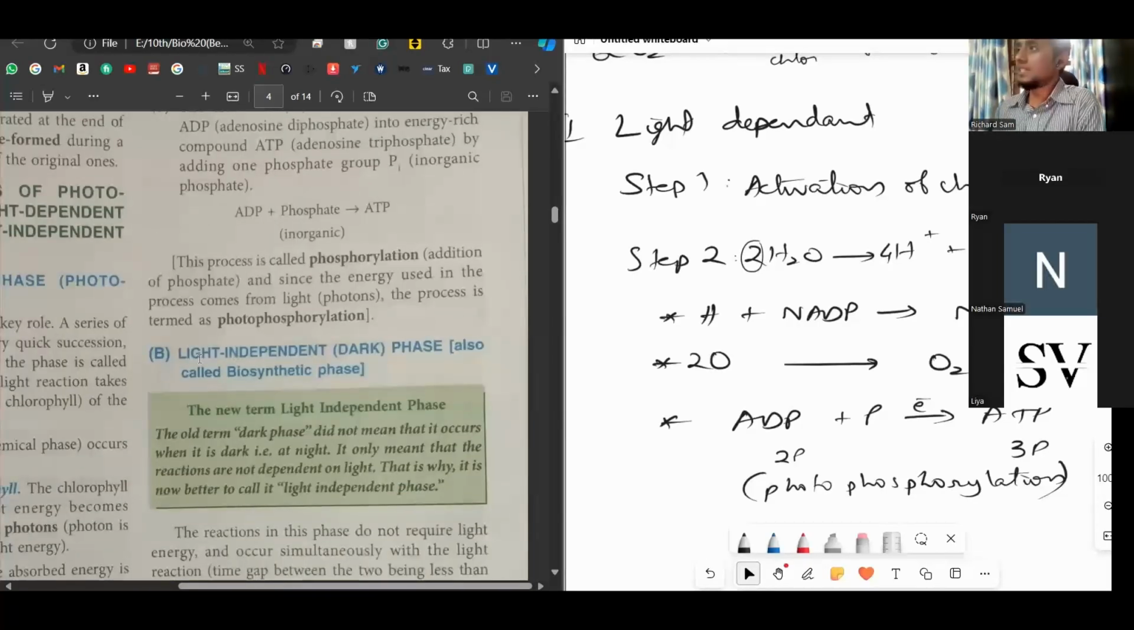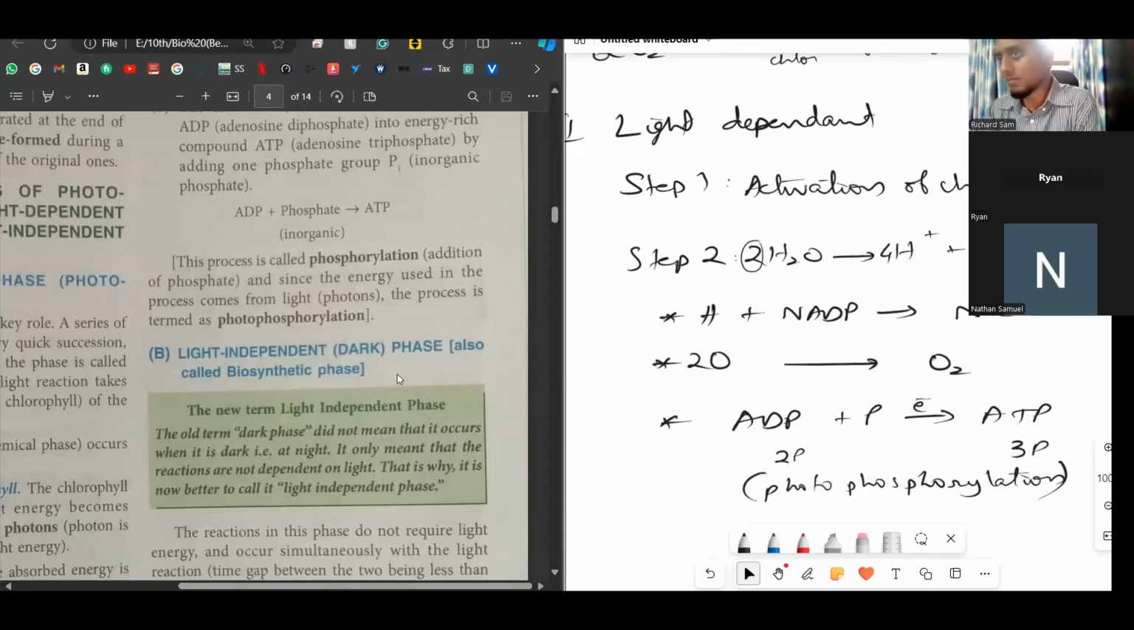Now, next is the light independent phase. Why is it called the light independent phase? Aman? I didn't understand. But why is it called the dark phase or light independent phase? Because it doesn't need light. Okay. Does it happen in the dark?